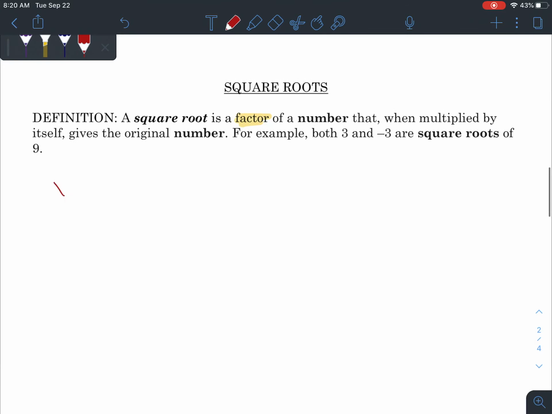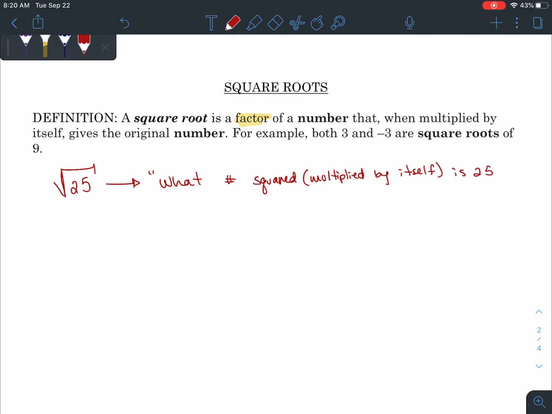So when we take a square root of a number like 25, we're asking ourselves, what number squared or multiplied by itself is 25? So when we think about it, what number times itself is 25? 5. And that's because 5 squared, which is the same thing as 5 times 5, is equal to 25.